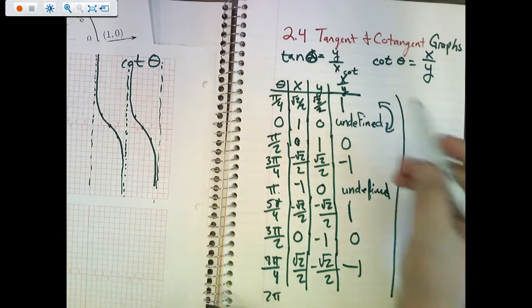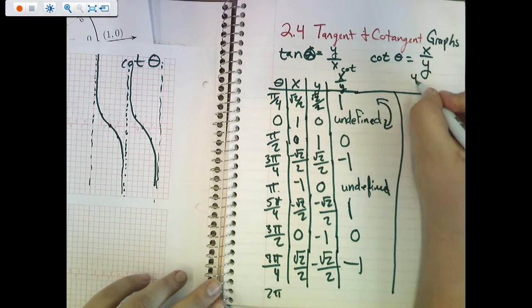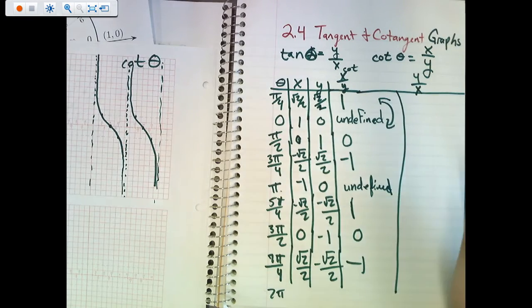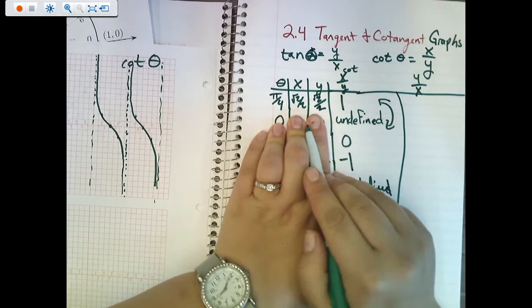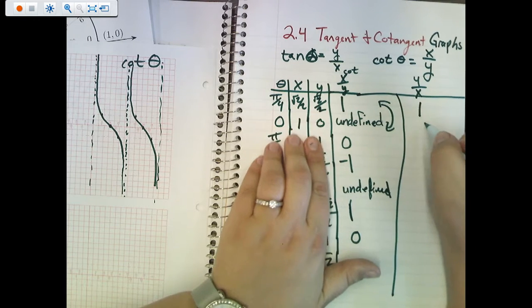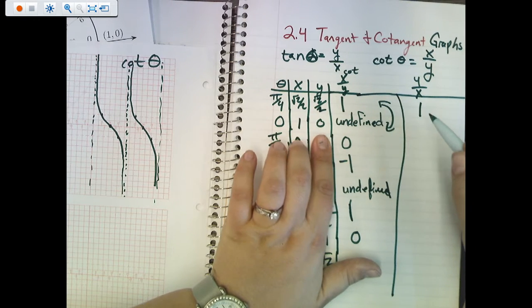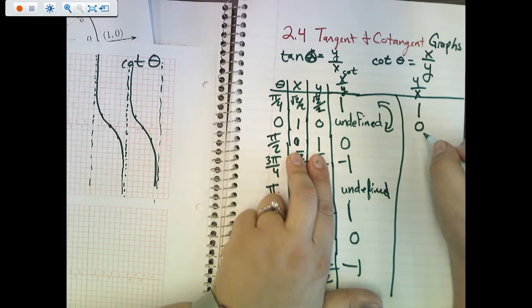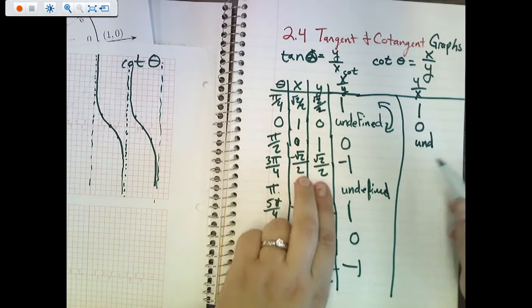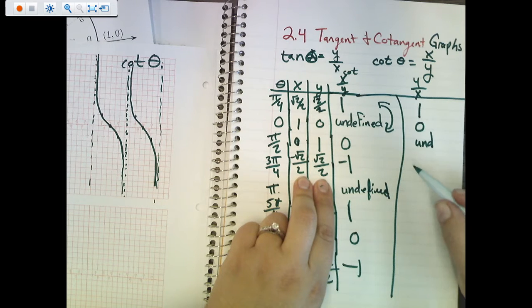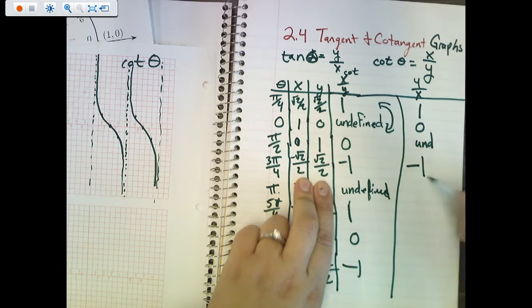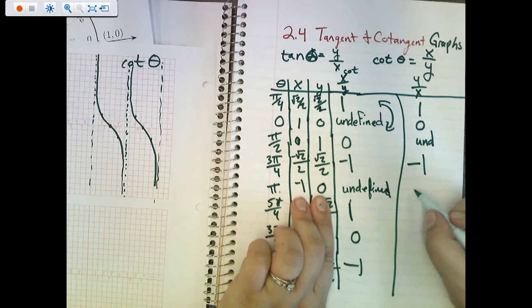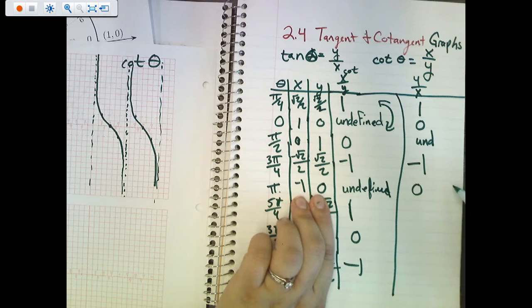Tangent is y over x, so I'm just adding to this. Tangent is y over x, here is +1. 0 over 1 is 0. 1 over 0 is undefined. Basically the zeros just flip-flop. -1, negative, still get -1. The undefineds are switching places with the zeros, so undefined is now 0 for a tangent instead of cotangent.